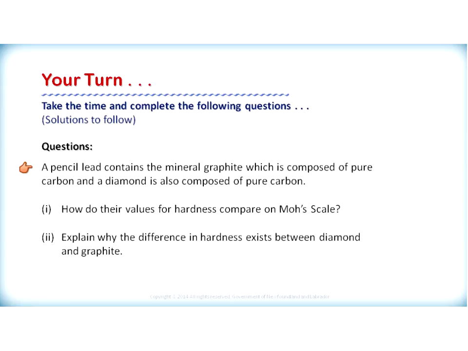Let's read through the following questions. First question states, a pencil lead contains the mineral graphite, which is composed of pure carbon, and a diamond is also composed of pure carbon. First question asks, how do their values of hardness compare on Mohs hardness scale? And the second question, part 2, reads, explain why a difference in hardness exists between diamond and graphite.